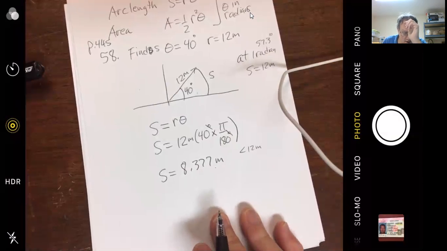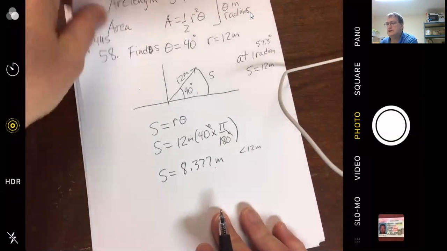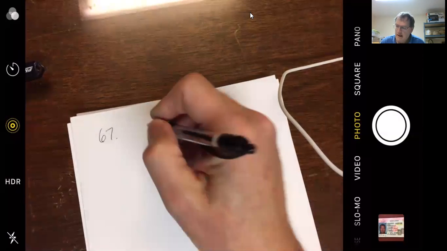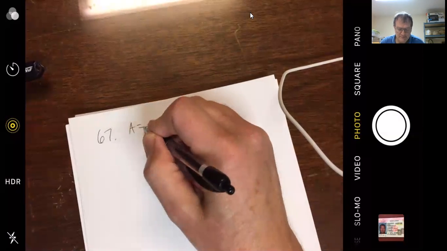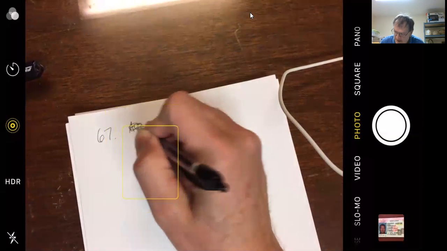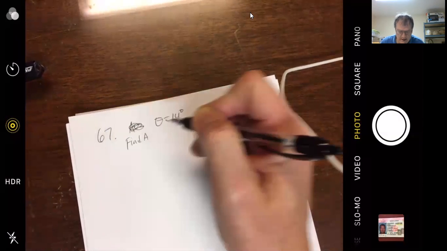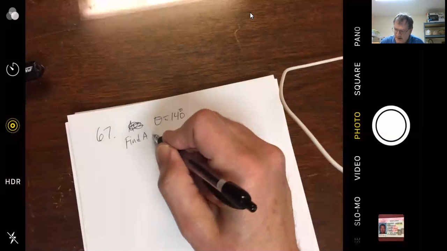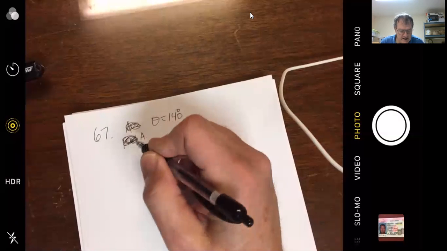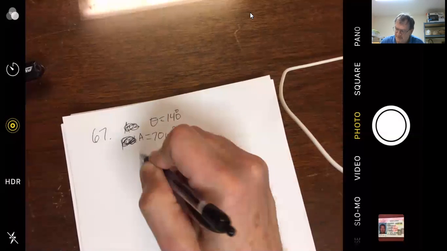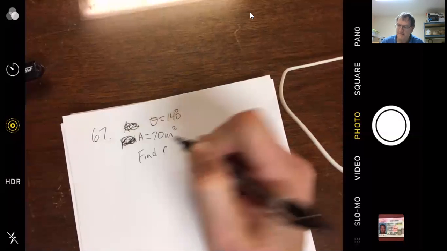All right, why don't we try number 67, another one with degrees, and it uses the area formula. Area of a circle. Central angle is 140 degrees. We're trying to find the radius. The area is 70 square meters. We want to find R.